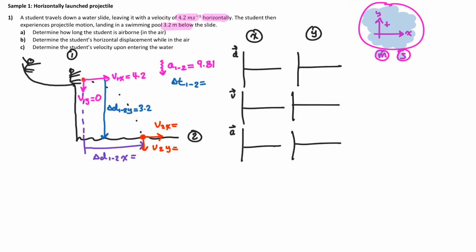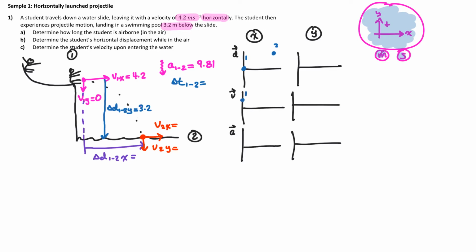So the student starts here. Let's take that to be the reference point. Do that with blue. And the student is going to land somewhere in the right direction here, and that's positive for me, so I'm going to put a mark there. This is stage 1, this is stage 2. We know that in terms of velocity, the velocity is going to start at 4.2 meters per second in this direction. That's consistent with this one, so it's going to stay here.